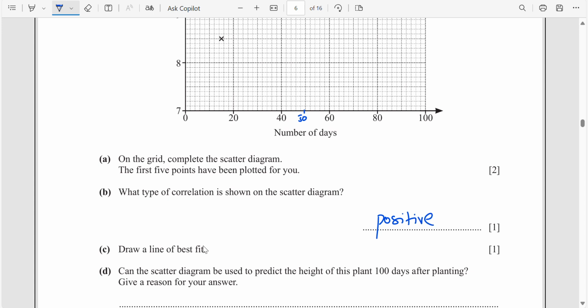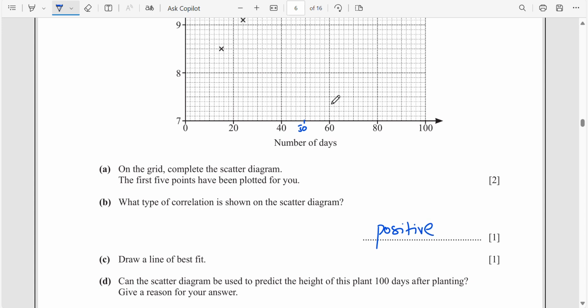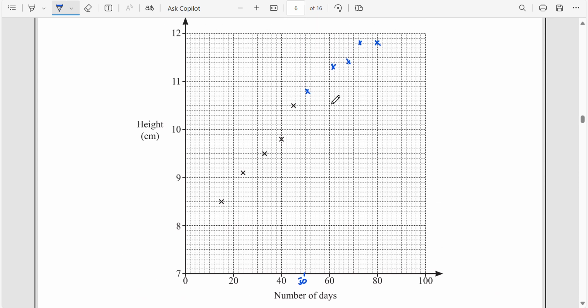Draw a line of best fit. Now, it's hard for me to draw a line here because I don't have a scale. But what you need to do is make sure the maximum number of points fit in a line. And if they don't fit, there are equal points on the upper side of the line and the lower side of the line. So something like that. Well, this is a very bad line, but you get the general idea.